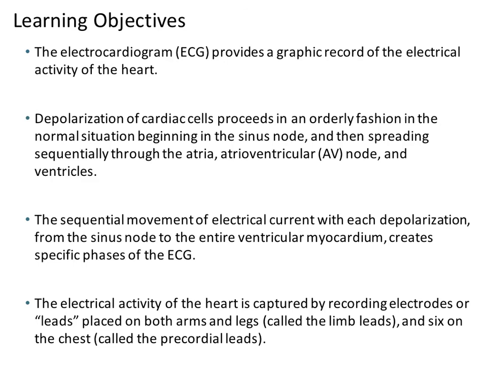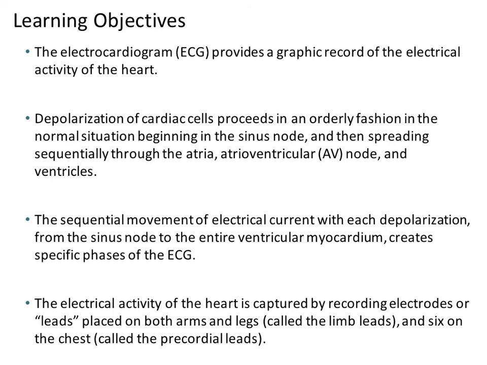To re-emphasize the learning objectives of this lecture, I hope you have recognized that the ECG provides a graphic record of the electrical activity of the heart. Depolarization of the cardiac cells proceeds in an orderly fashion in a normal situation, beginning from the SA node and spreading sequentially through the atria to the AV node and to the ventricles. The sequential movement of electrical current with each depolarization from the sinus node to the entire ventricular myocardium creates the specific phases of the ECG.